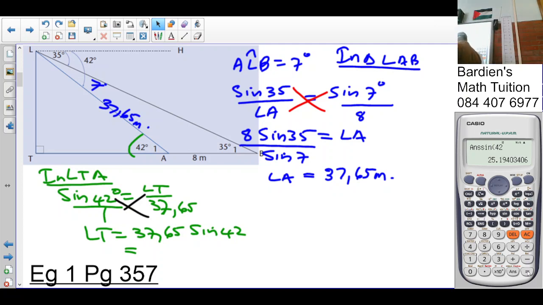$25.19. How many decimals? They didn't specify. 1, so it's 2. Alright? Will you guys understand?